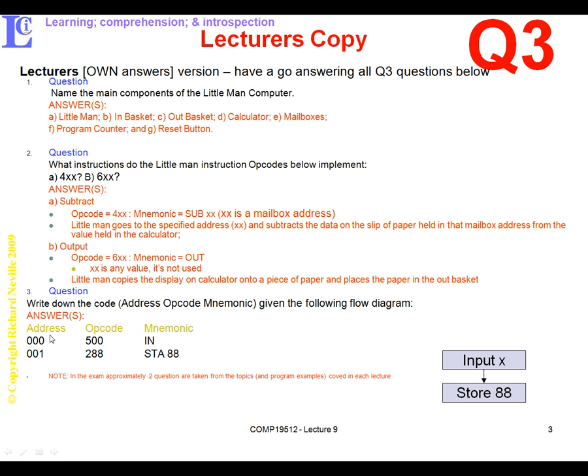And the answer for these is the first one will be placed in mailbox address 00, and the opcode for in is 500 and the mnemonic short form is IN. And then the next instruction will be placed in mailbox address 01, and as it's basically storing the information in the calculator to mailbox address 88, the 3 digits will be 288, and the mnemonic or short form will be STA 88.